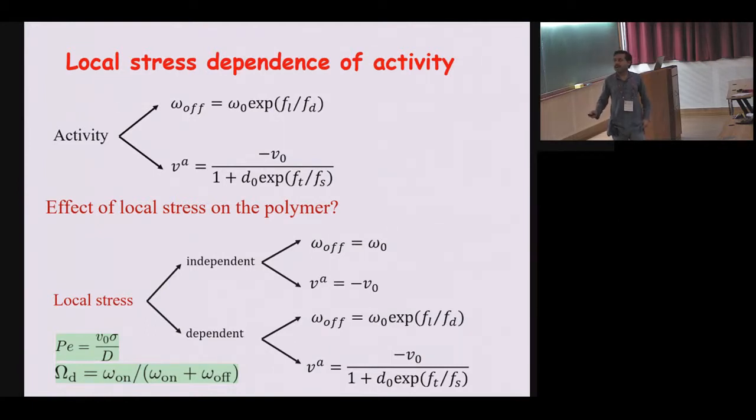Now, in order to understand this effect of local stress on the conformational properties of the polymer, we play around with these rates. In one case, we say that there is no dependence on the local load, which means that the off rate is a bare, constant detachment rate. Otherwise, it would depend upon the load, because if the motor protein gets stretched, you would expect the off rate to increase with increasing load force. So if we do that, what do we see?